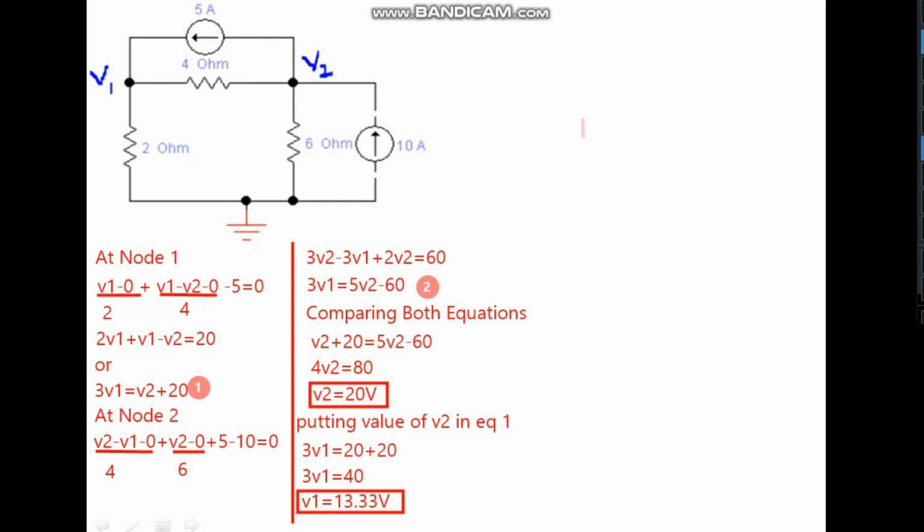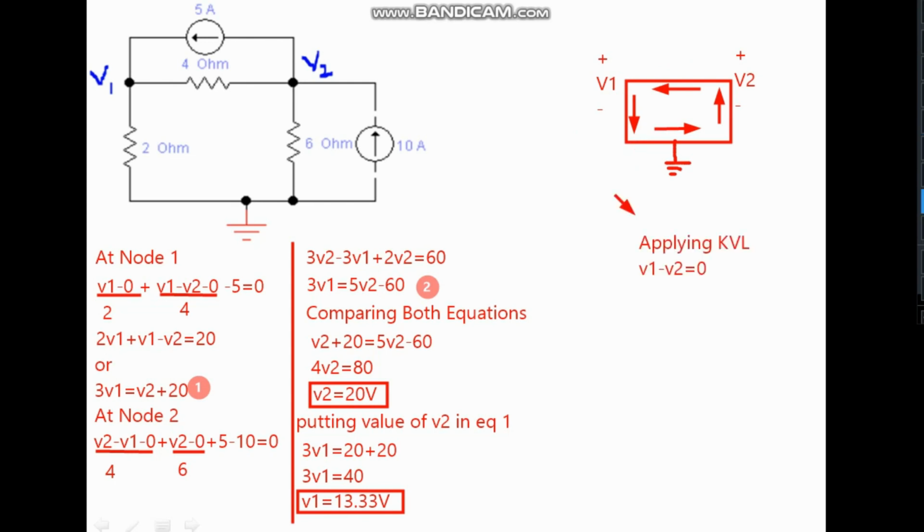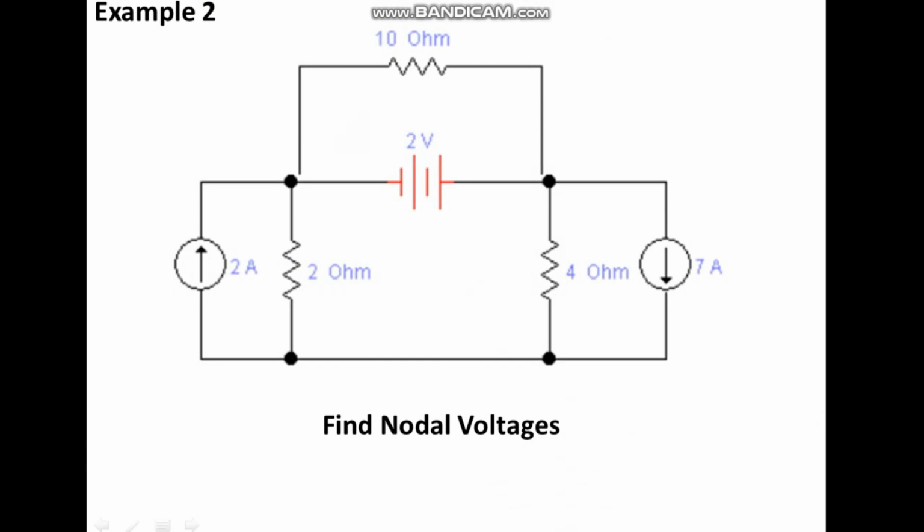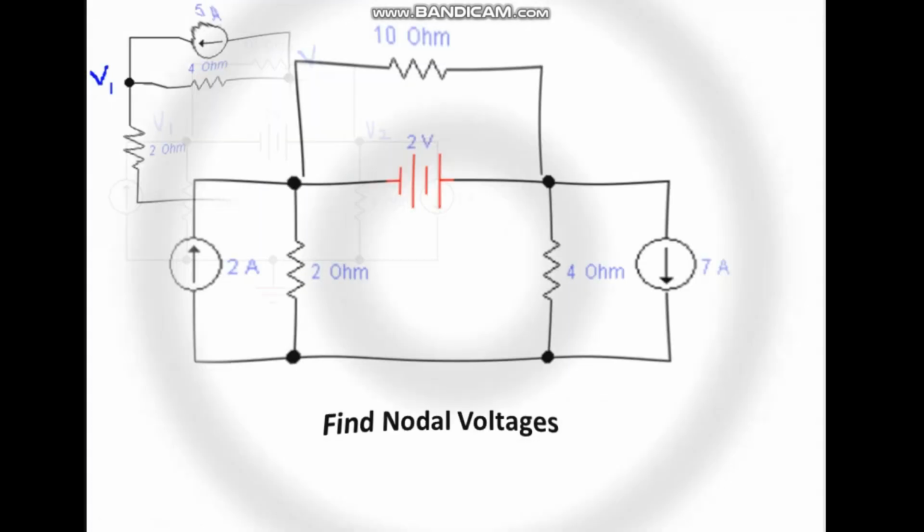So the concept here to understand is why I have written V1 minus V2 at node 1 and V2 minus V1 at node 2. This can be understood with the help of KVL. When the current is moving away from node 1, we get V1 minus V2 through KVL. And when the current is moving away from node 2, we get V2 minus V1, is equal to 0.